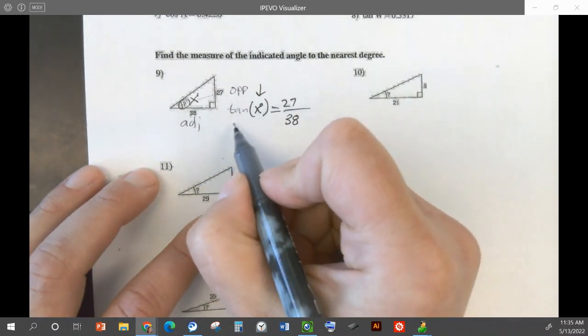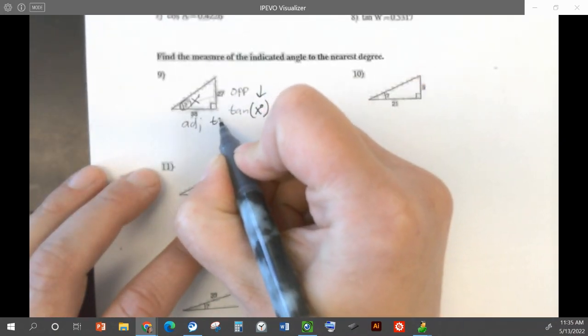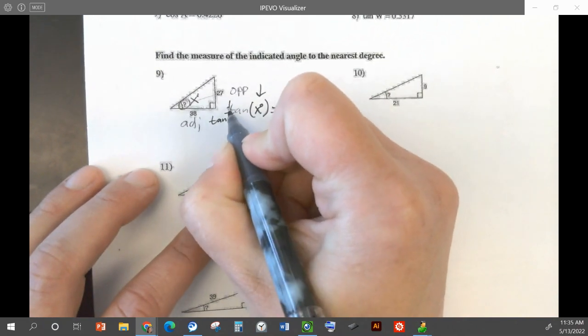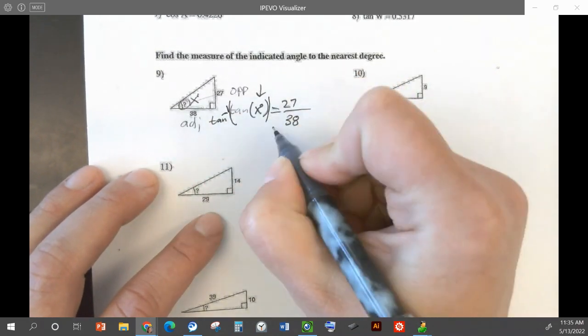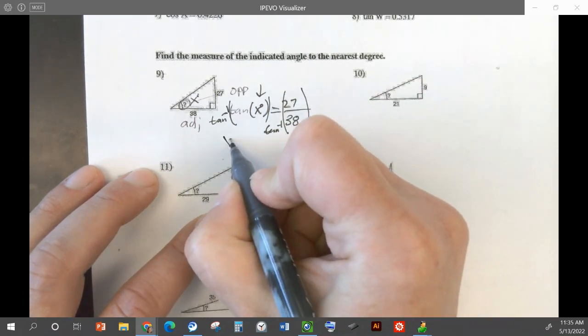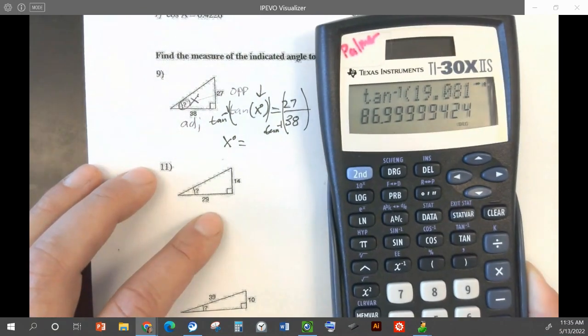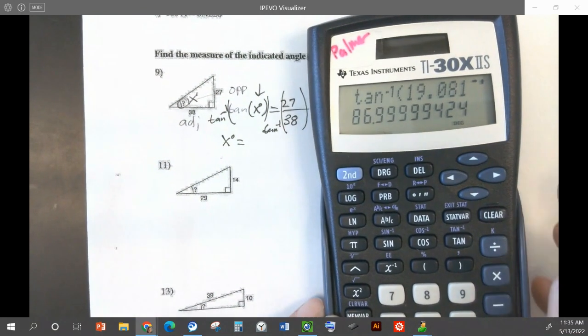Tangent inverse. We need to get rid of this tangent. So tangent is a function, so we need to do the inverse function. So tangent inverse, oops, -1, on this side, and tangent inverse to this side. So our angle will be tangent inverse of whatever that is.